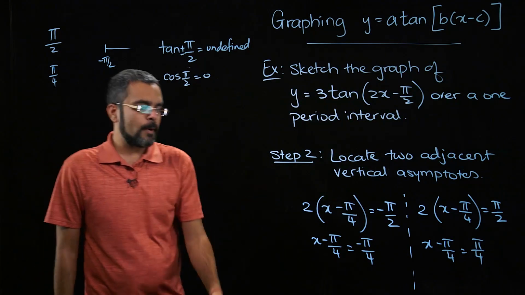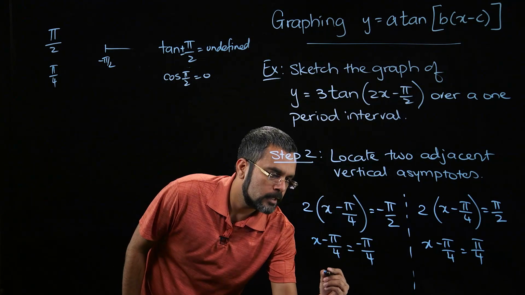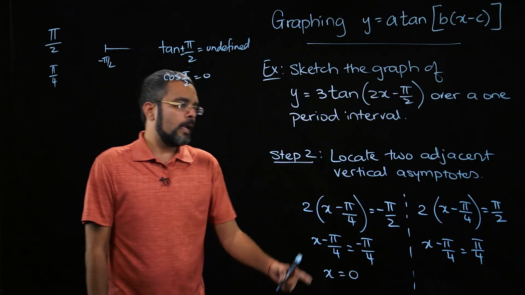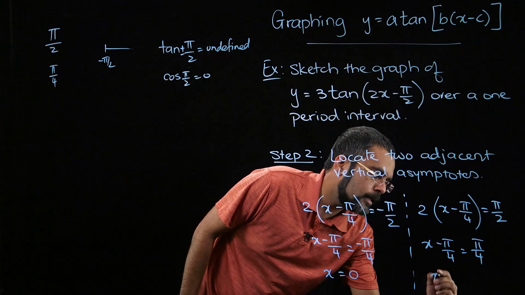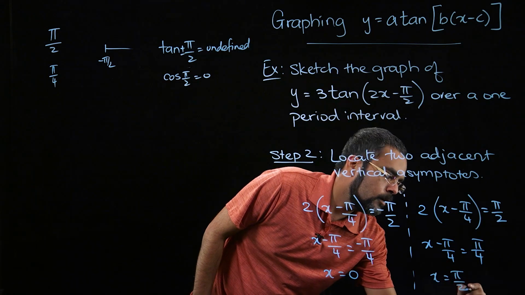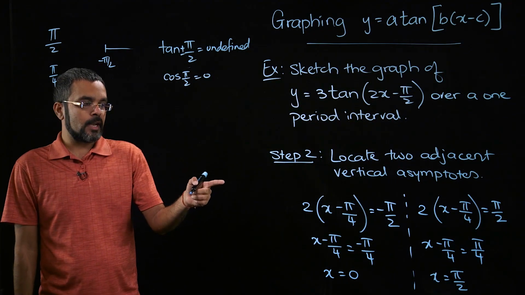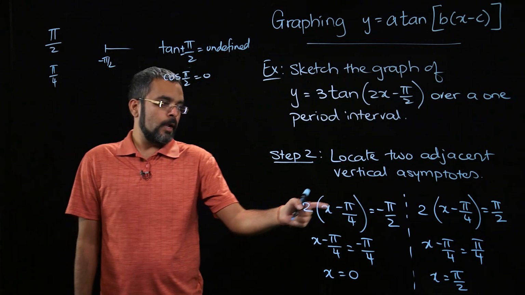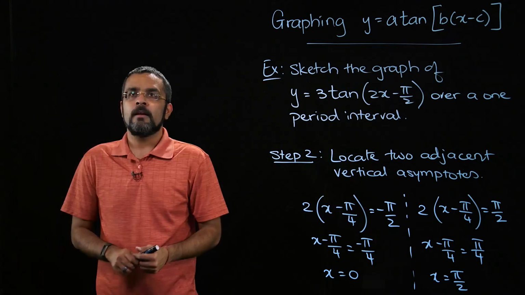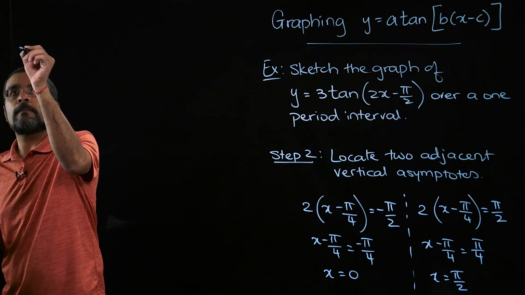And then finally, I'm going to add pi over 4 on both sides. If I add pi over 4 on both sides, I get x equals 0. And if I add pi over 4, I get x equals pi over 2. So my two vertical asymptotes are now going to be at 0 and at pi over 2. Okay, so let's move on to step 3.